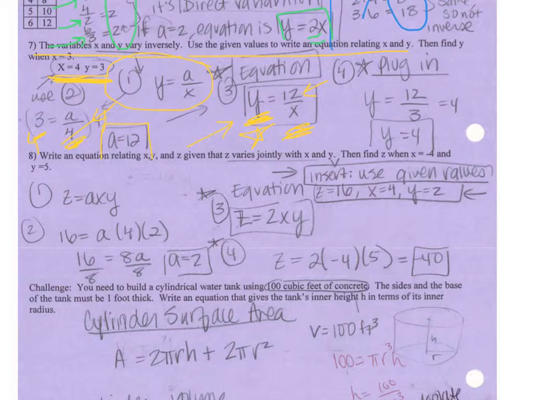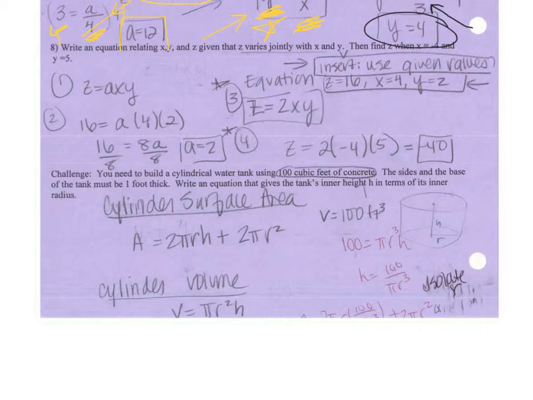So that's our equation. Then part 4 is when it says, finally, find what a value is when you've got something else. Find y when x is 3. You plug 3 into your equation to find the y value. And when you simplify, you get 4. So remember, there's 4 parts.